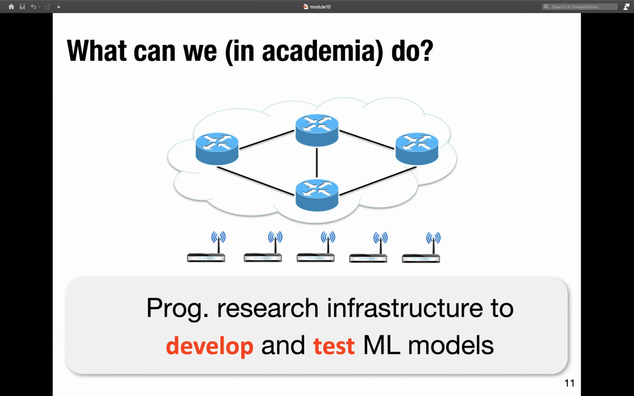Any thoughts on why a campus network is a decent choice for such a thing? Sorry, what? Yeah, you own it. Every research university has a network, right? And you own it. So there is some degree of flexibility in programming it, rather than asking Google to make changes on their network so that you can collect data, right? Any other thoughts?